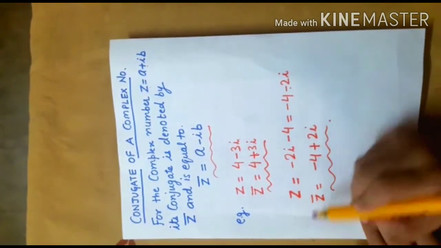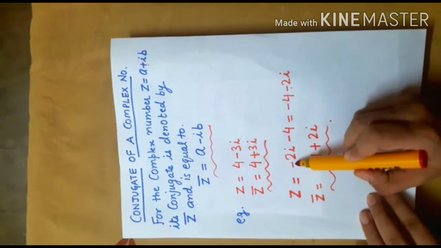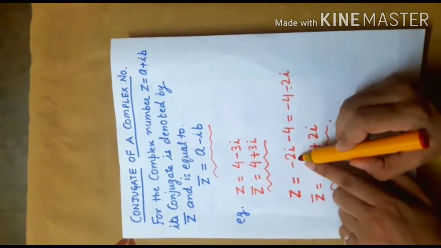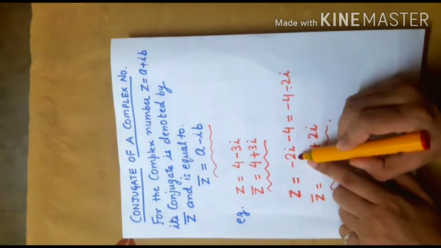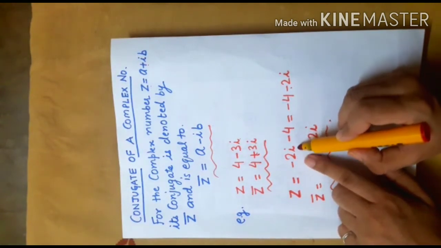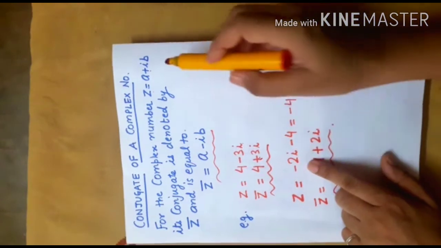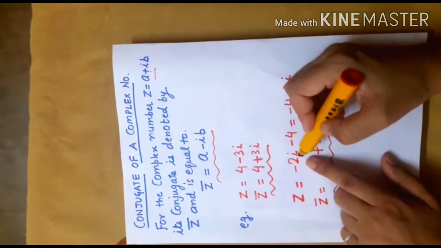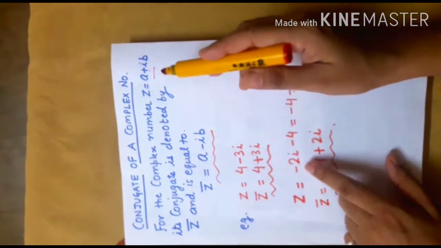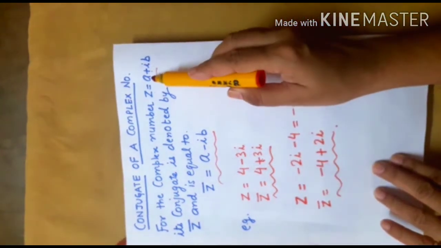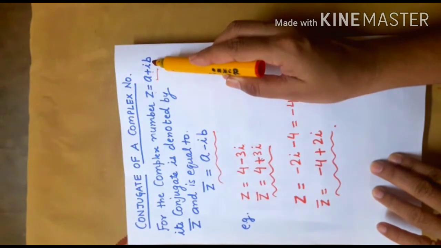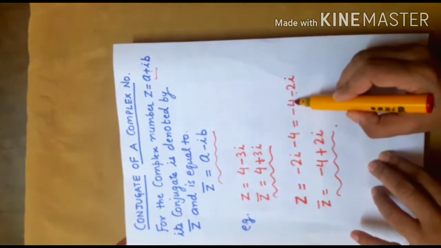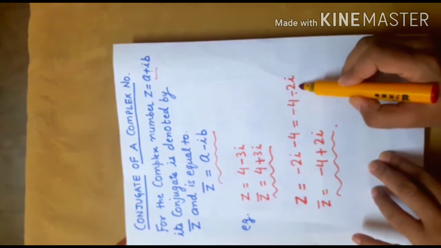Let's take another example. z is equal to minus 2 iota minus 4. I need to compute its conjugate. This number is not in the standard form, so first I'll express this complex number in the standard form, that is, I'll write the real part first, then the imaginary part. Here the real part is minus 4, so I'll write minus 4 minus 2 iota.